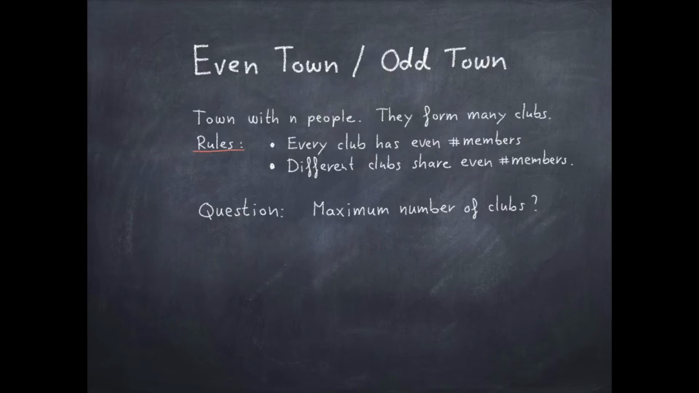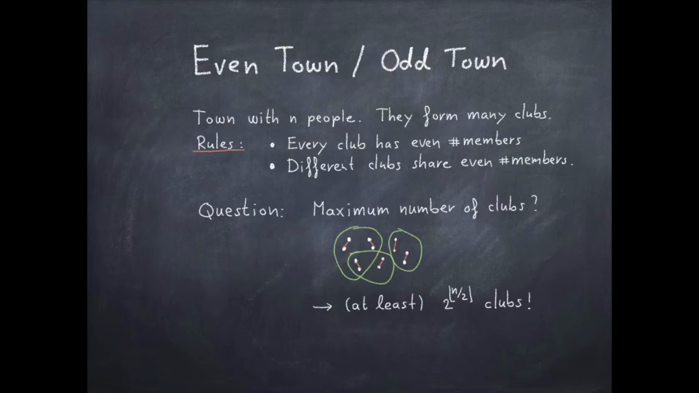Okay, so now the question is, what is the maximum number of clubs that the people of Eventown can create? Remember that they won't shy away from creating the empty club, the club with no members at all. Let's suppose for simplicity that n is an even number. So what we can do is pair up the people of Eventown, and then create clubs that consist of whole pairs. It's now easy to see that in fact we can create at least 2 to the power n over 2 clubs.